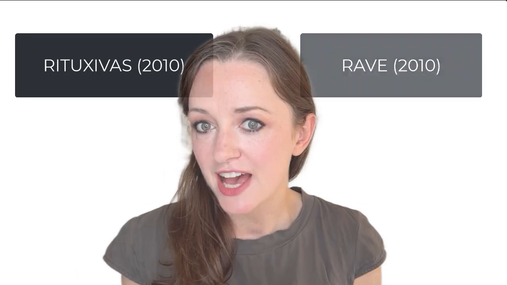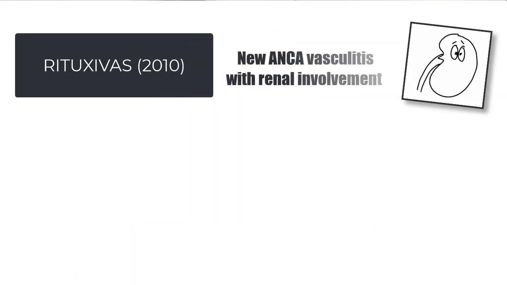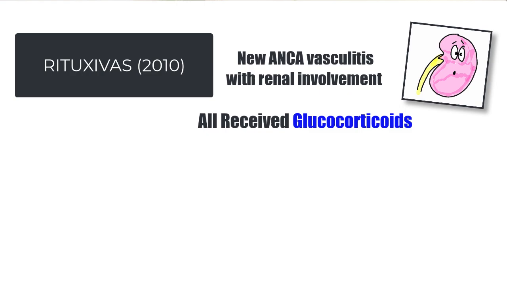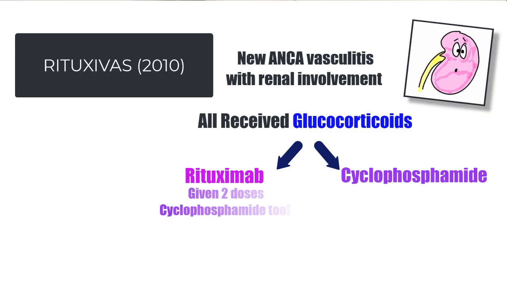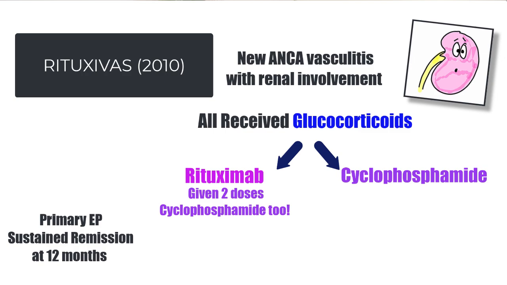First of all, the RITUXVAS trial: GPA or MPA vasculitis, and they had to have renal involvement. So it was your organ-threatening disease. All of them received steroids, and then they were randomized into the cyclophosphamide group and the Rituximab group. But the Rituximab group also got a little bit of cyclophosphamide. So they got 2 doses of cyclophosphamide, and then they went on to receive the Rituximab. And the primary endpoint was sustained remission at 12 months.